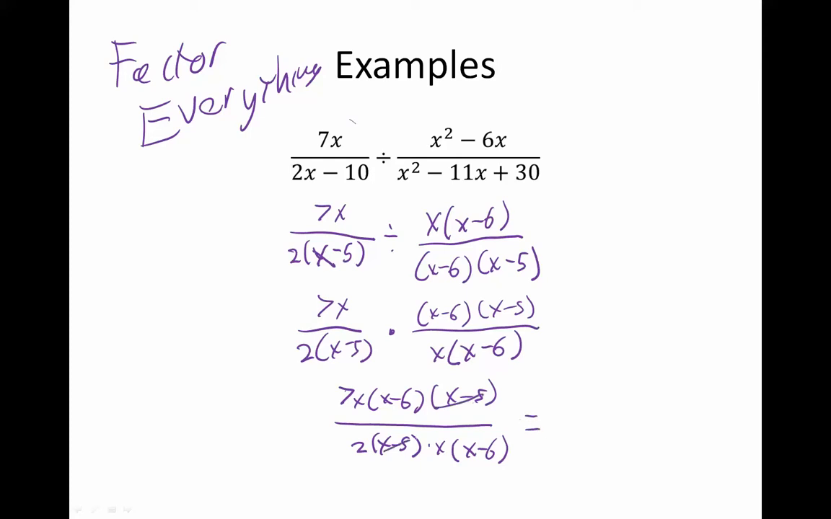Notice there's an x minus 5 that can cancel. There's an x minus 6 that can cancel. And there's an x that can cancel. So what are we left with? 7/2. That's our final answer here, because all other common factors canceled out, and we're just left with 7/2.